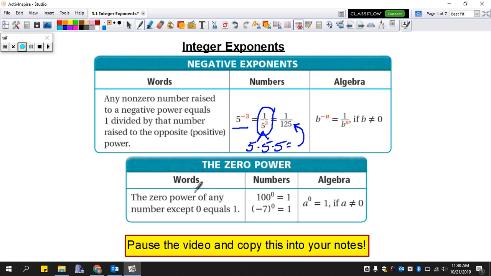Also, if you have any number raised to the 0 power, no matter what the base is, any number raised to the 0 power is always going to equal 1. And it doesn't matter if the base is a positive number or a negative number. If it's raised to the 0 power, your answer is always going to be 1.